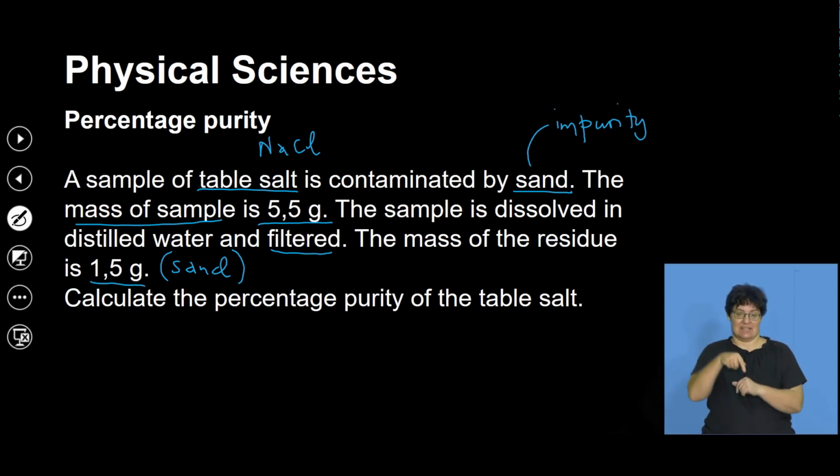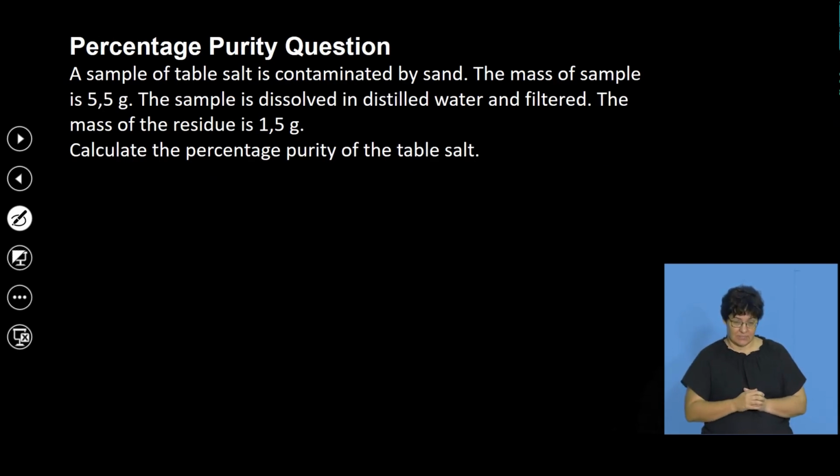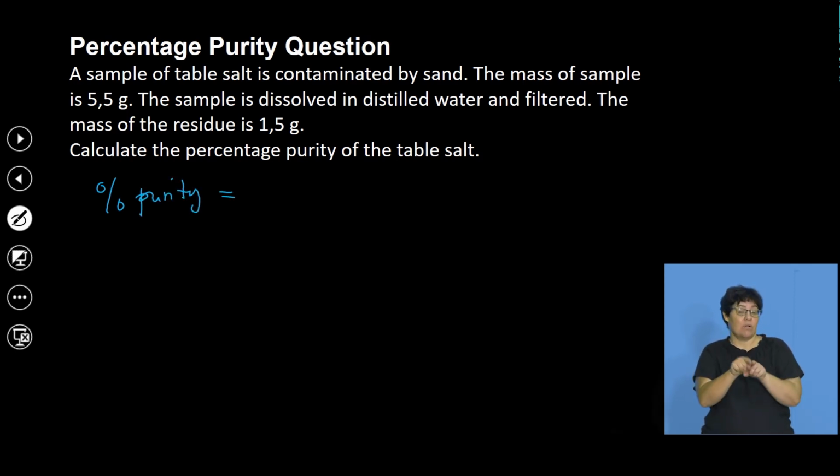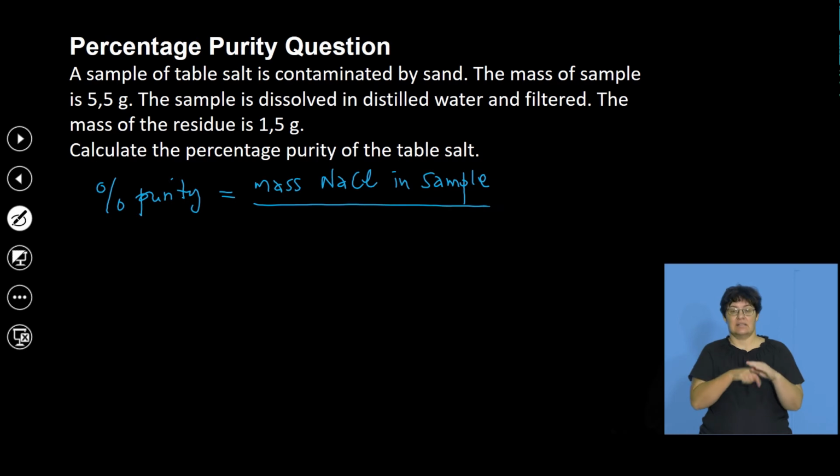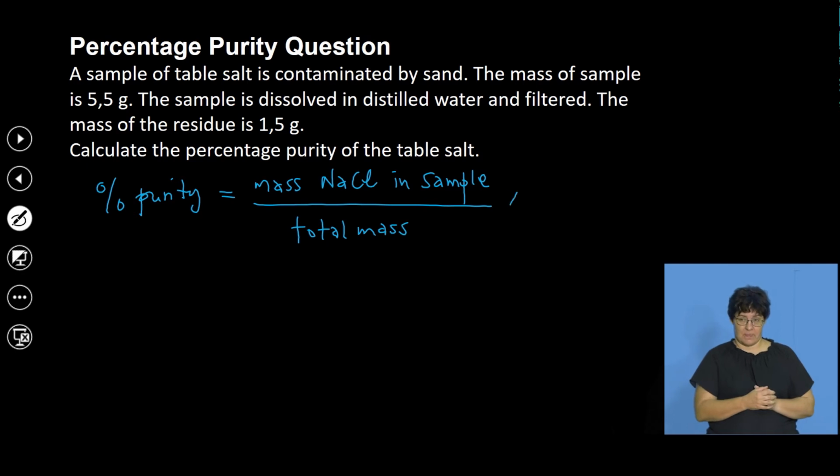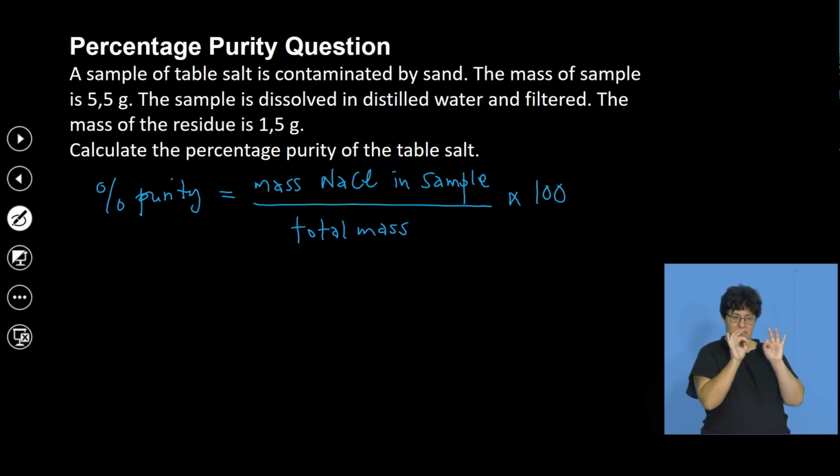As far as calculating the percentage of table salt, this is how we would go about it. We know that percentage purity is equal to the mass of sodium chloride, which is table salt in this case, in the sample, divided by the total mass of the sample. This is typically multiplied by 100. This is a routine type of question where you identify the correct formula, do the necessary substitution, and then find the correct answer.